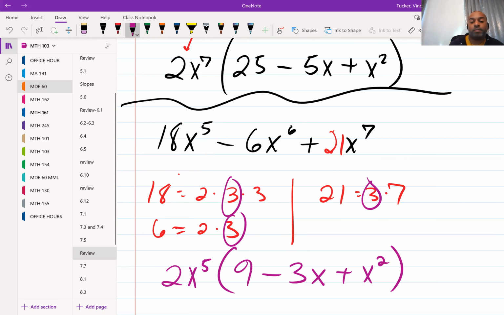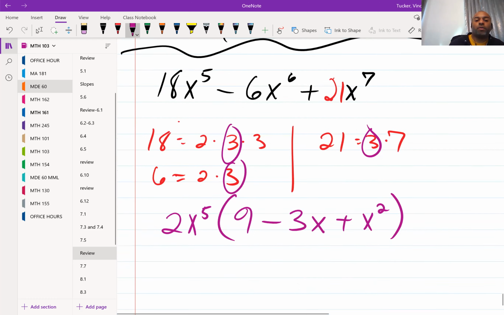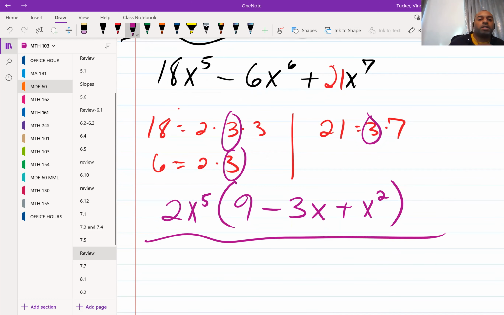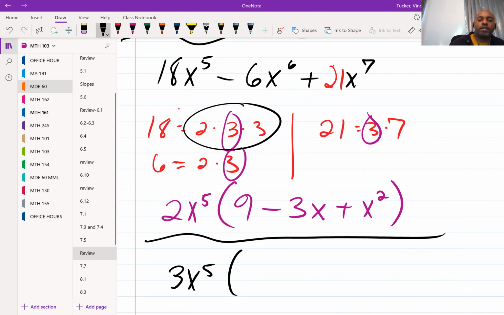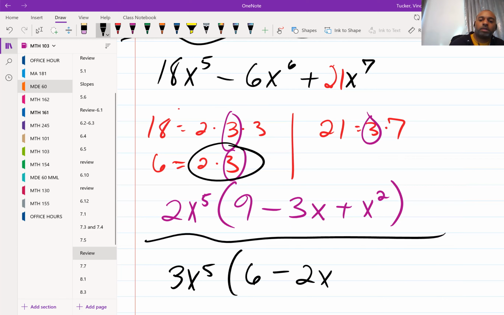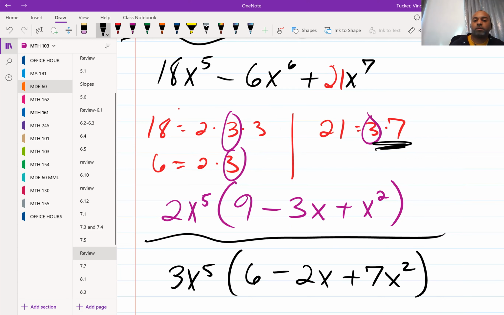Okay. Yeah, so if I were to do that one, that would be 3x to the fifth. So if I were to pull 3 out of this, I'm still left with 2 times 3, which is 6. If I pull 3 out of this one, I'm left with 2. And then if I pull 3 out of this, I'm left with 7x squared. Okay. Thank you.